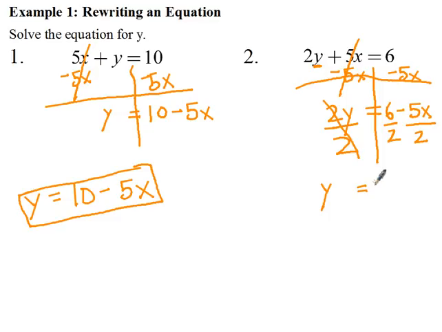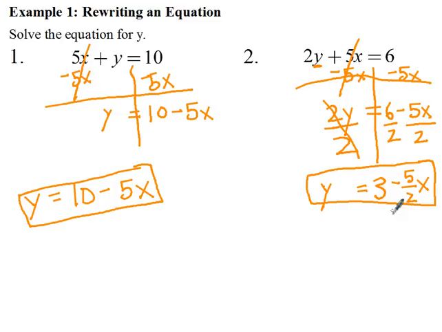Now, 6 divided by 2 is 3. And now, negative 5 divided by 2. 2 does not divide into 5 evenly. So what I would like you to do is leave it in fraction form. Just negative 5 over 2x. That's fine. And that's because 2 does not divide into 5. I don't need you to have a decimal answer. You can just leave it as a fraction. And since you have solved for y, you only have y by itself. That is your answer. Y equals 3 minus 5 over 2x.